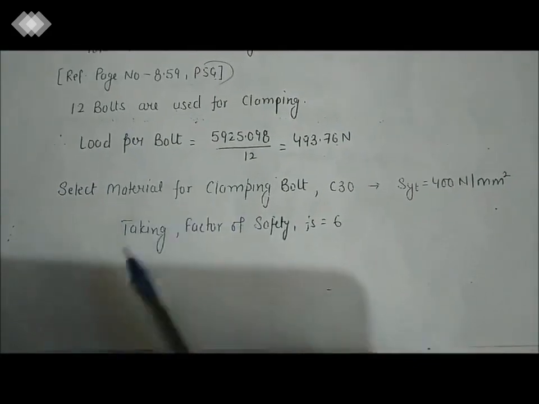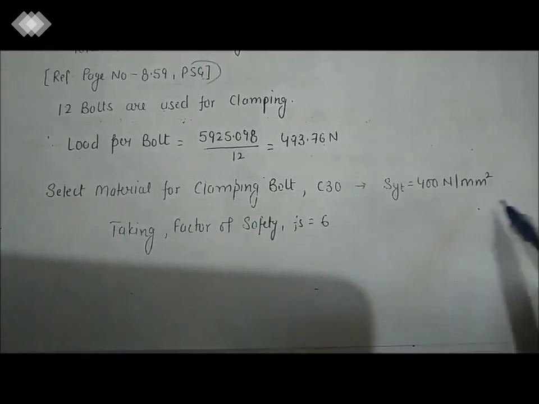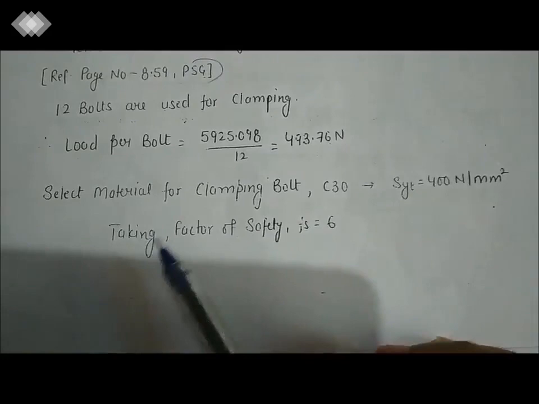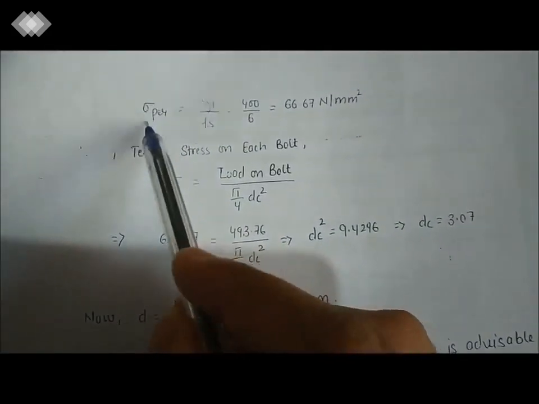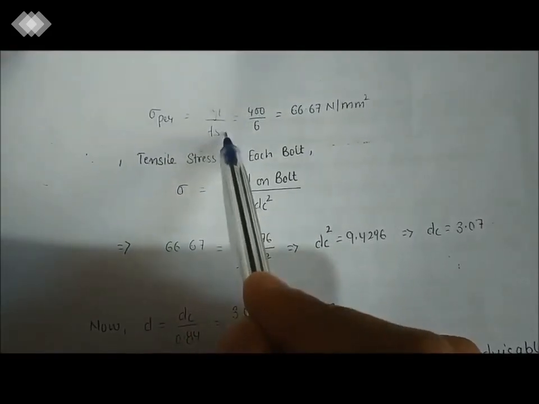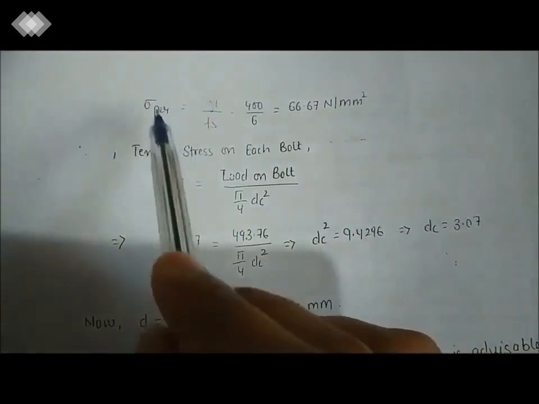So select the material for clamping bolt is C30. So SYT is the 400 Newton per mm square. Take the factor of safety is equal to 6. So we get sigma permissible is equal to SYT divided by FOS. So we get 66.67 is the permissible tensile stress.